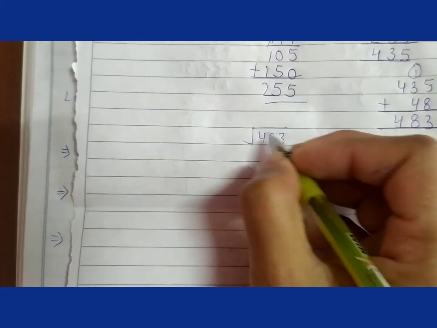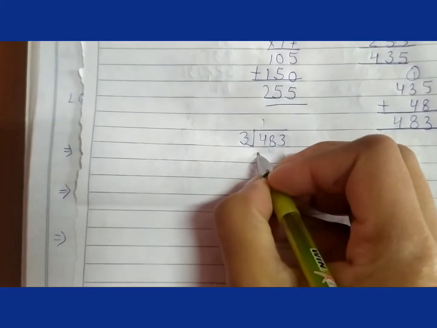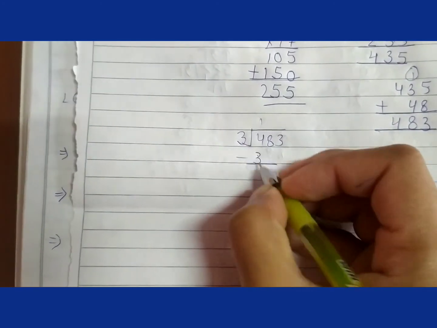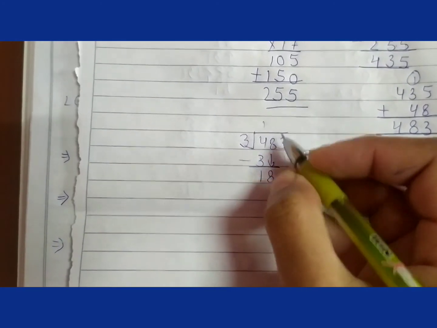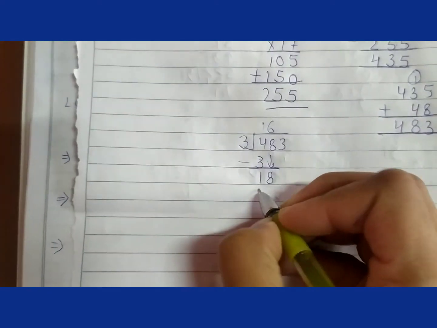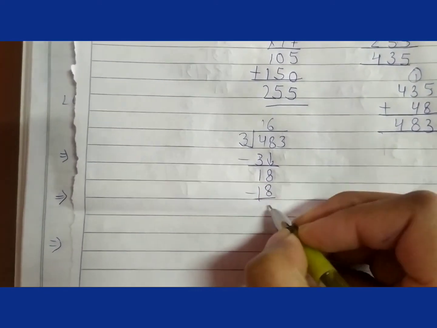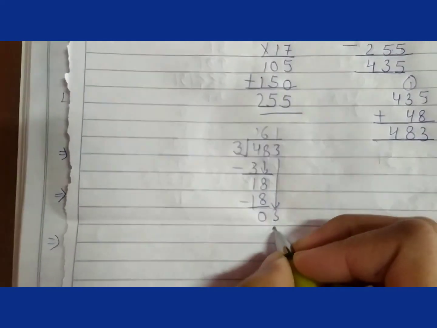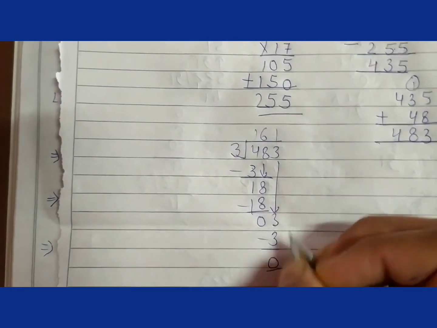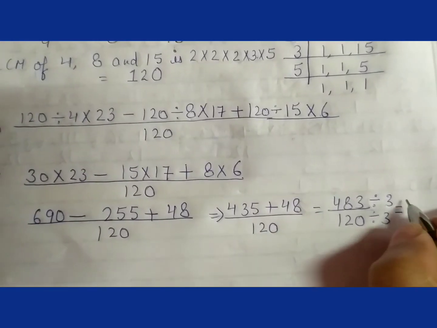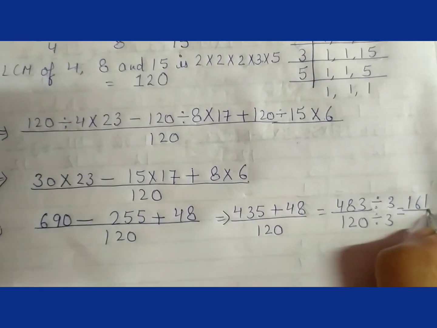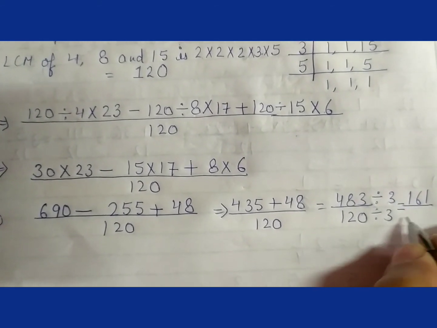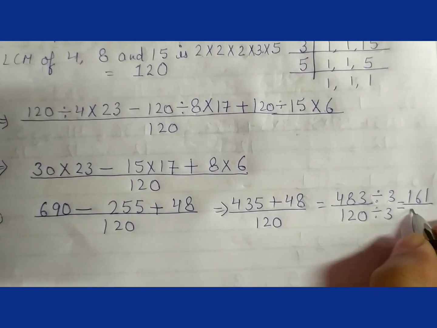483 divided by 3. 3 ones are 3. 4 minus 3, 1. Write down 8. 3 6s are 18. 18 minus 18 equal to 0. Write down 3. 3 ones are 3. 3 minus 3 equal to 0. 161. Write 161 upon 120 divided by 3, 40.